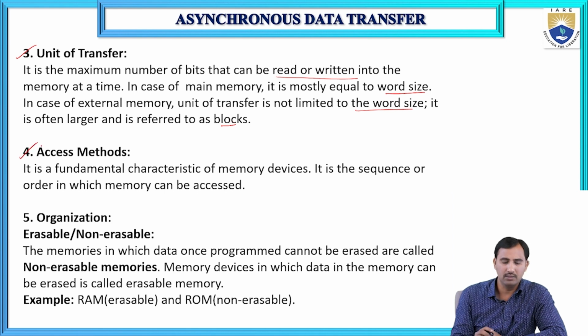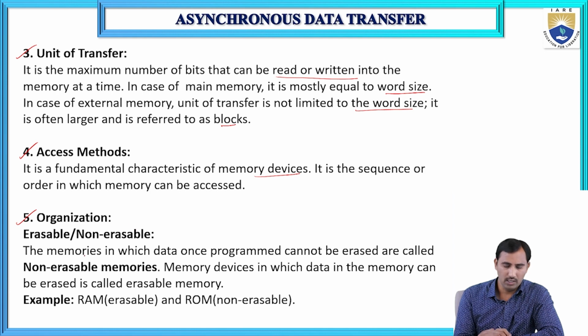And access methods. Access method is a fundamental characteristic of any memory device. Inside the computer, we can access the data in three ways: sequential access, random access, and direct access. Now coming to the organization, it is erasable or non-erasable. So the memories are mainly classified into two types, based on this erasable or non-erasable.